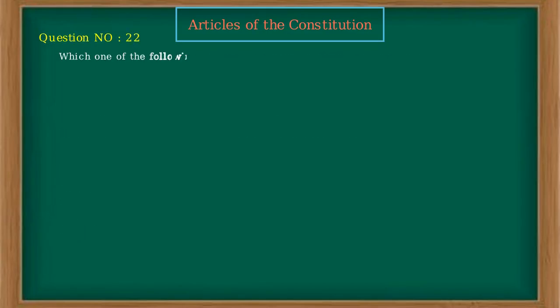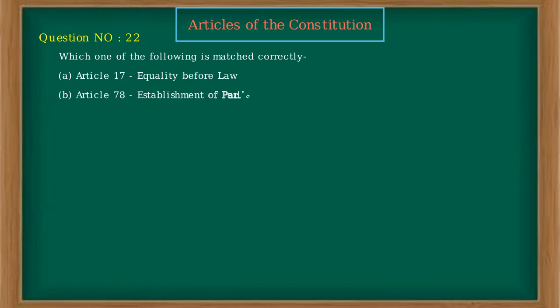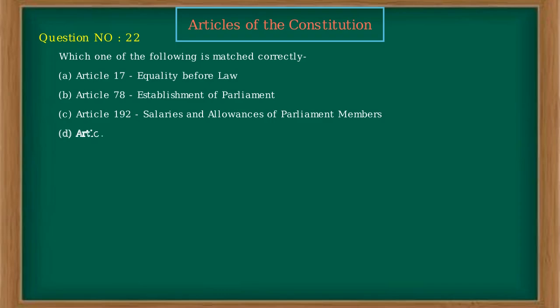Which one of the following is matched correctly? A. Article 17, Equality before law. B. Article 78, Establishment of Parliament. C. Article 192, Salaries and Allowances of Parliament Members. D. Article 352, Proclamation of Emergency. Ans. D.